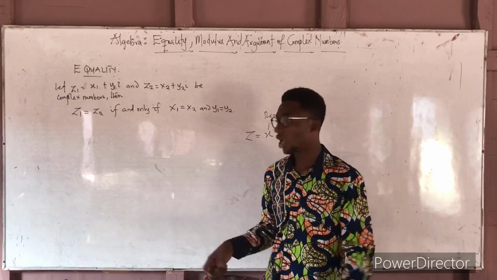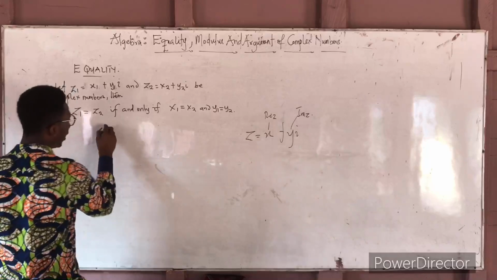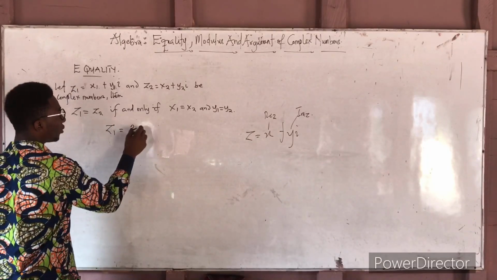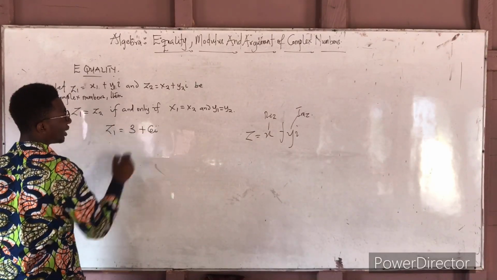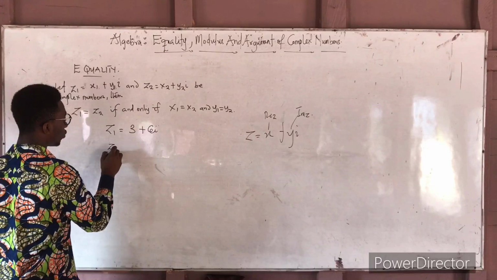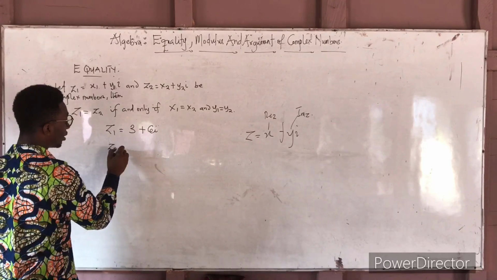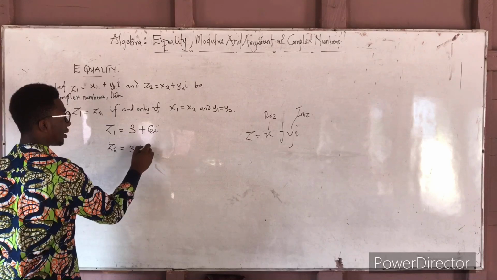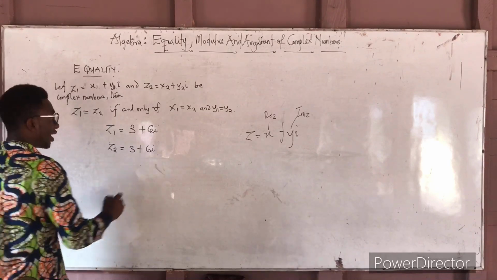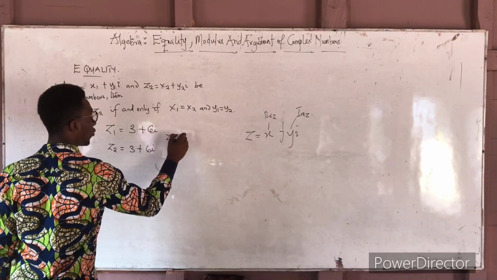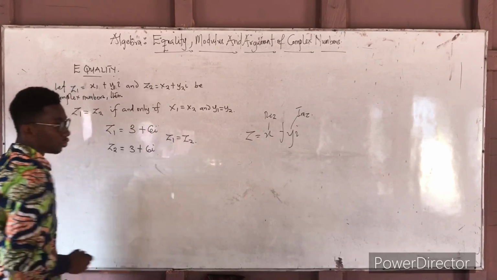Y2. So now if I have a complex number, say z1 which is 3 plus 6i, and I have z2, and z2 is also 3 plus 6i, then I can say z1 is equal to z2.